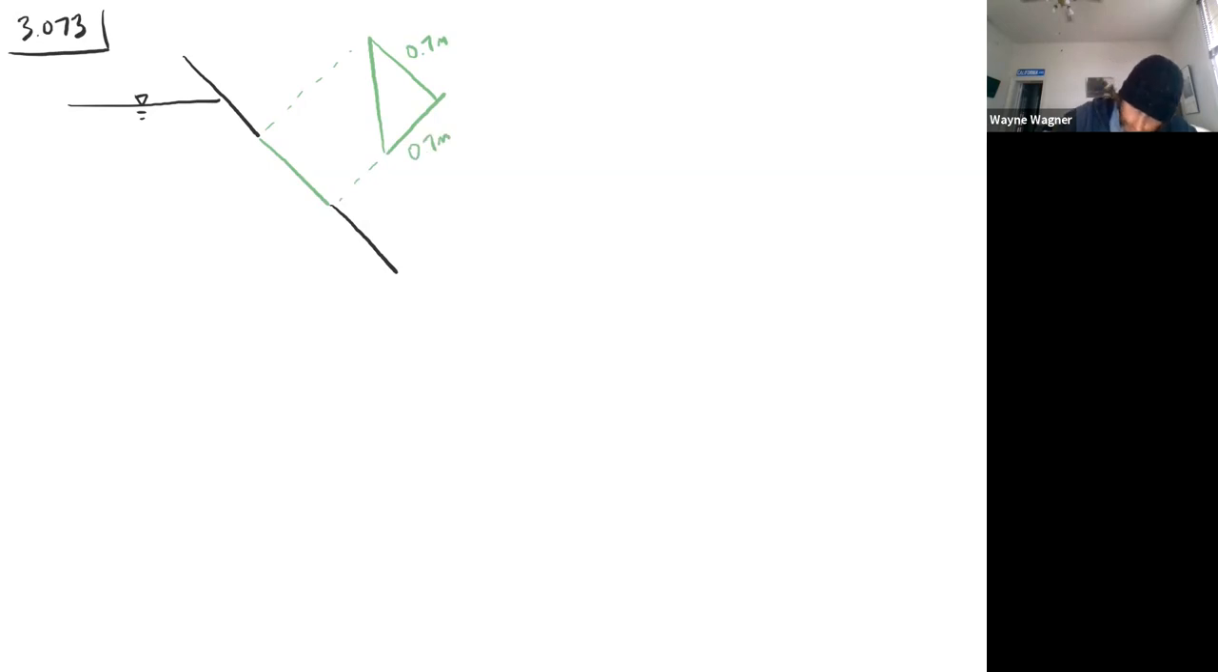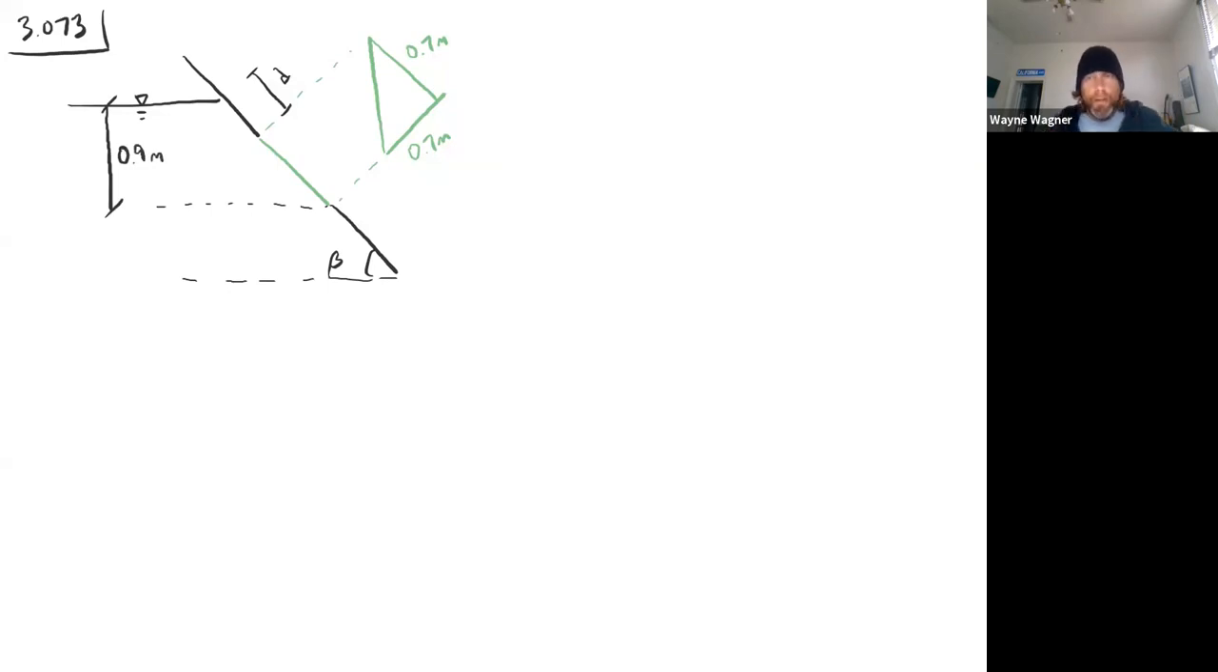So this distance right here is what they call D. This angle is beta. And then the distance down here to the bottom of this thing. One of the most annoying things about all of this is that we have to deal with a lot of geometry and a lot of trig.